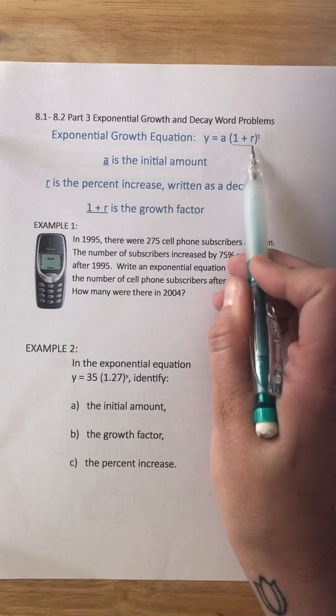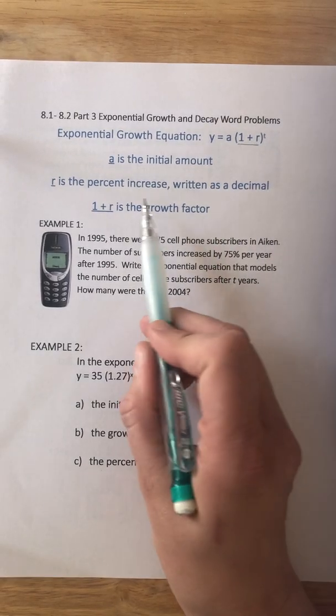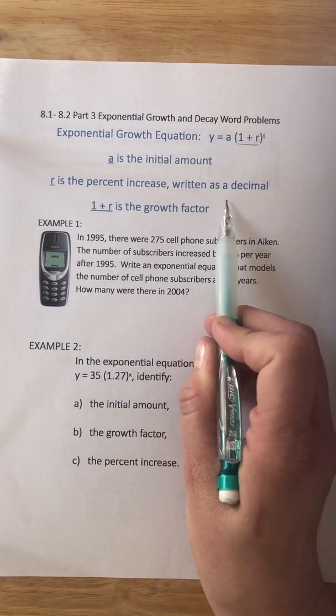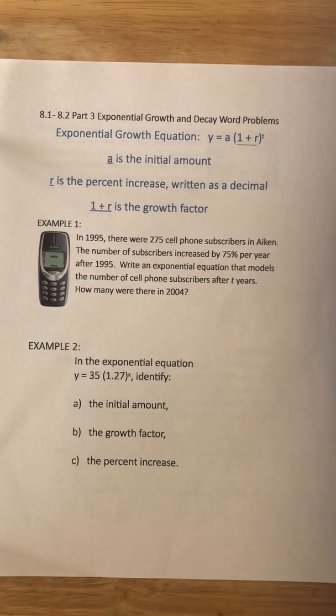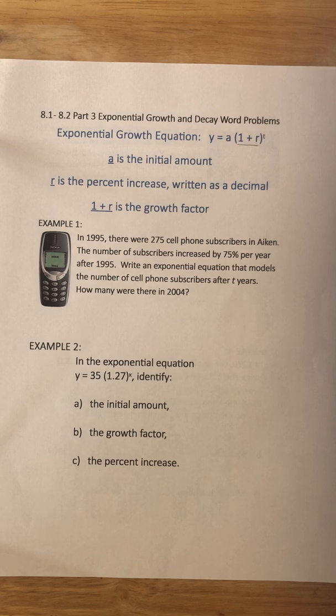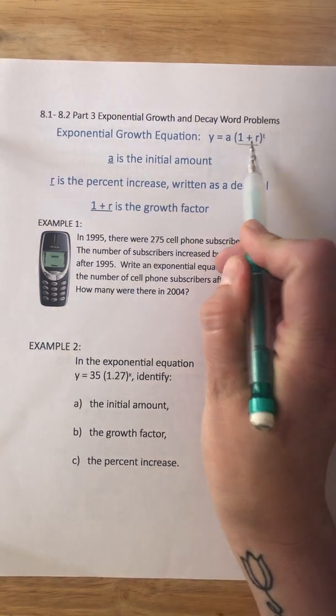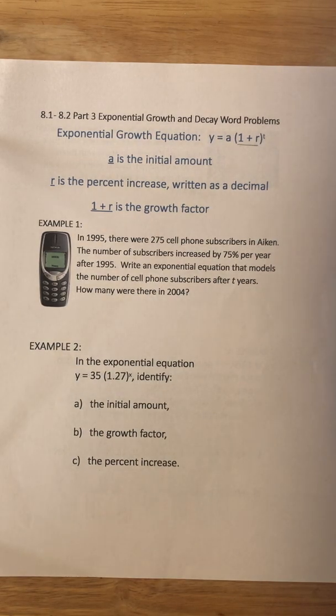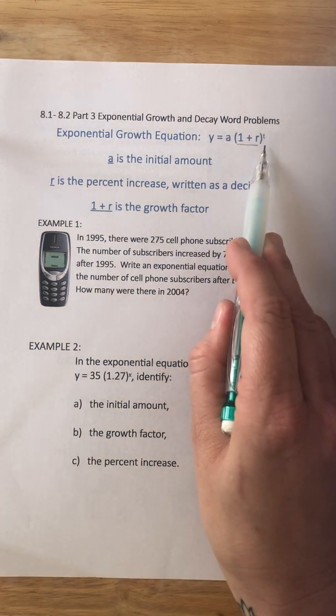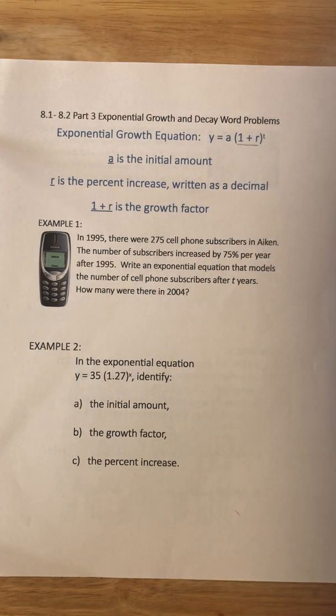R is going to represent your percent increase, but notice that it says it's written as a decimal. So typically what's going to happen is you're going to be given R as a rate, as a percent, and you have to remember to change it to a decimal. So that's going to be something you remember to do. 1 plus R, which again is that part that I underlined, we call that the growth factor. So whatever 1 plus R is, that's your growth factor. We still have the variable T. T is going to represent your time.